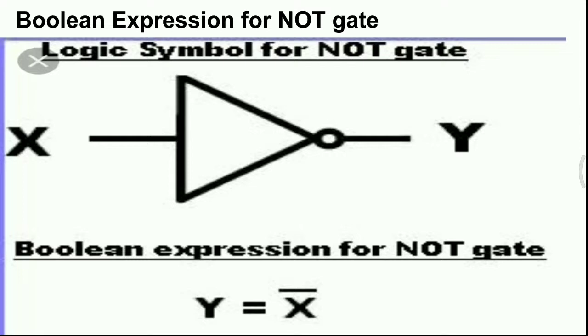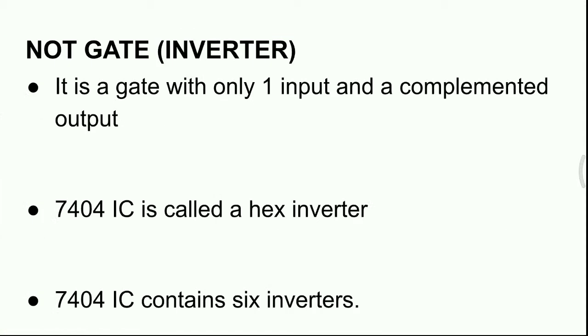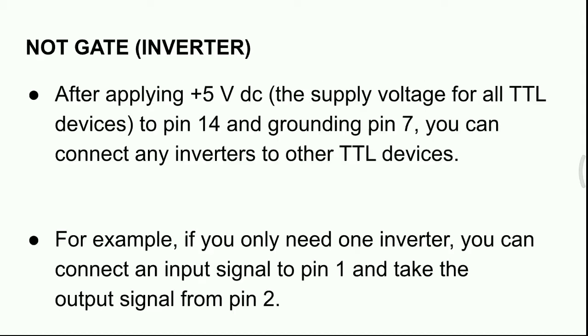This is the Boolean expression for the NOT gate. Y is equal to X bar, that is buffer followed by a bubble. You can see the small circle in the symbol of the NOT gate, that indicates inverter. So buffer followed by the bubble. It is a gate with only one input and a complemented output. The 7404 IC is called a hex inverter. As I already told, it is a hex inverter because it contains 6 inverters.